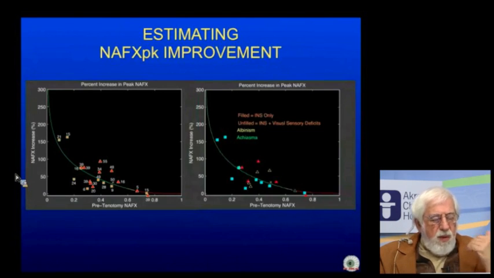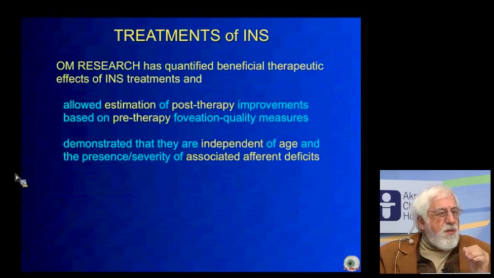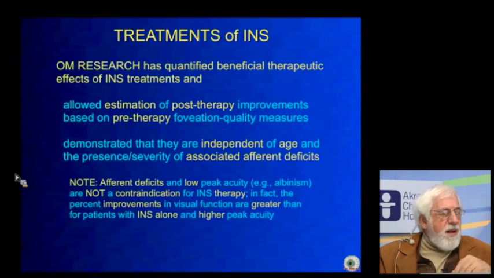So we can now estimate the post-therapy improvements based on these pre-therapy measures, the NAFX measure, and we know they're independent of age and associated afferent deficits. So the message for that is, just because a patient walks in with very poor vision and one of the many afferent deficits, that is not a contraindication for therapy. As a matter of fact, the percent improvements are likely to be higher and much more appreciated in that patient than in someone you got from 20/40 to 20/20.